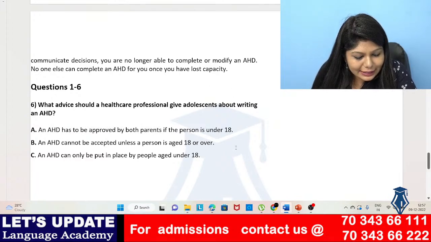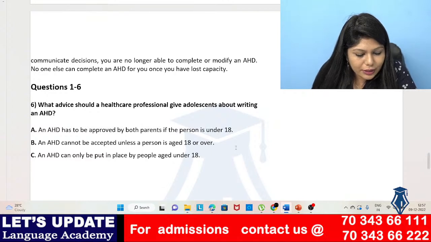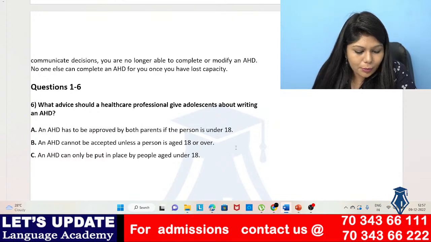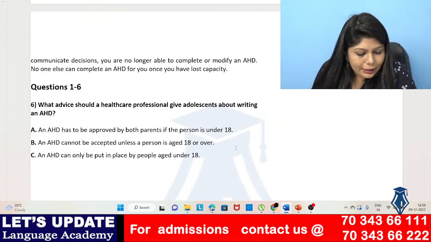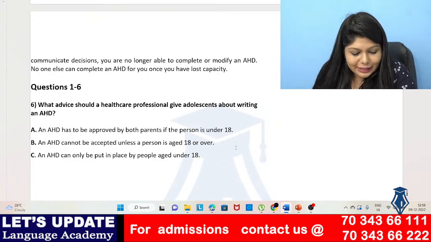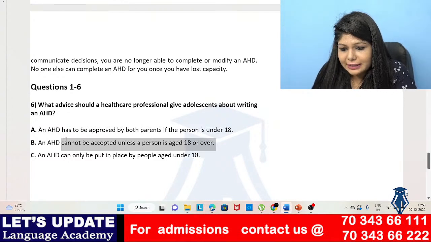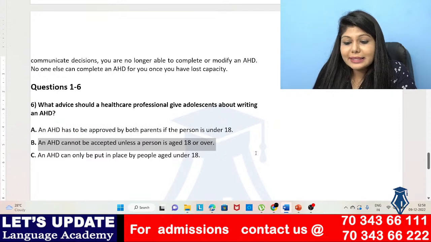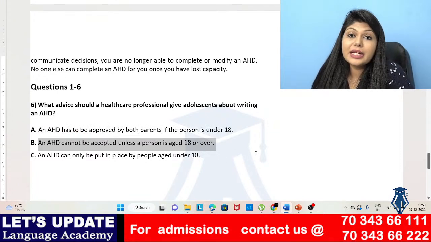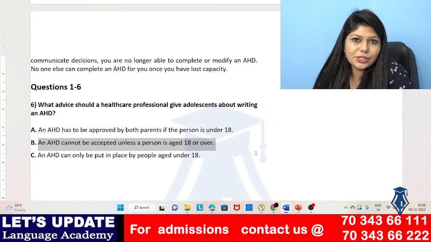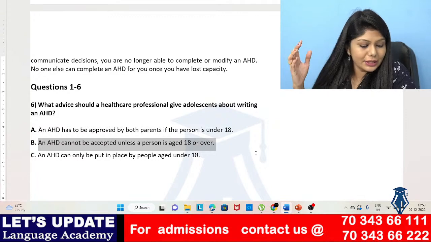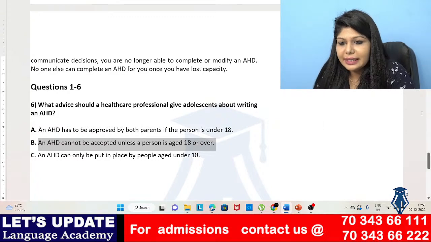Yes, I can see a lot of answers here. Sachu Kannan commenting option B, Naveen commenting option B, Asha Sam has also commented option B, Princy Alex has also commented B as the answer. Exactly, B is the answer: an AHD cannot be accepted unless a person is aged 18 or over. That is what they have specifically mentioned throughout the passage, right? From the beginning till the end they have mentioned that.